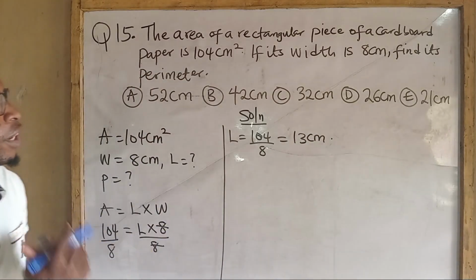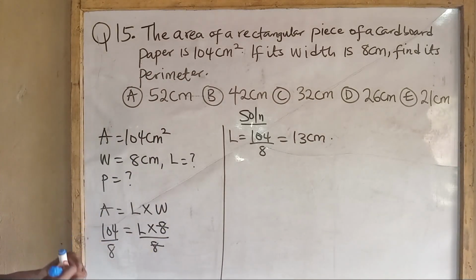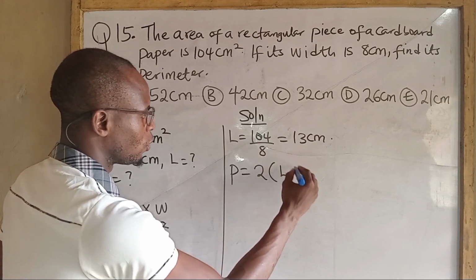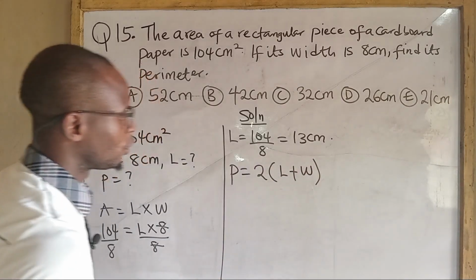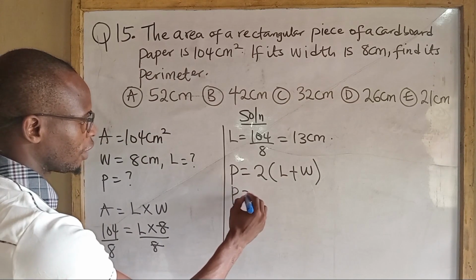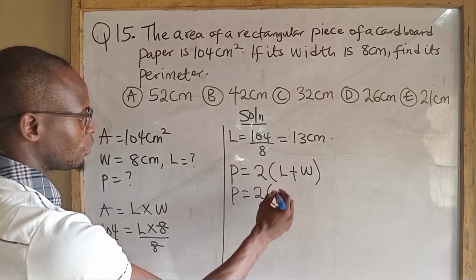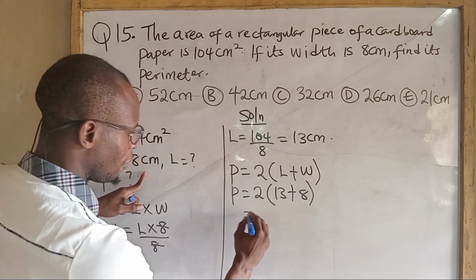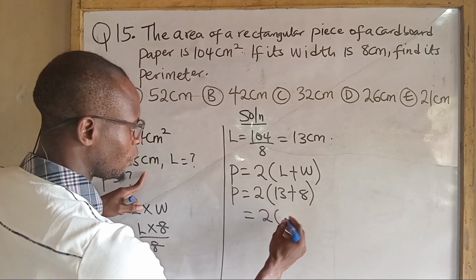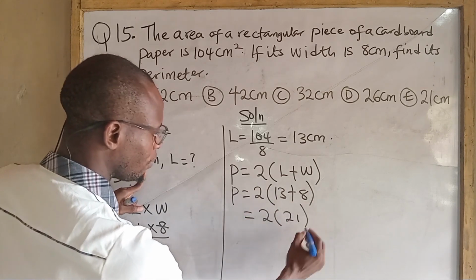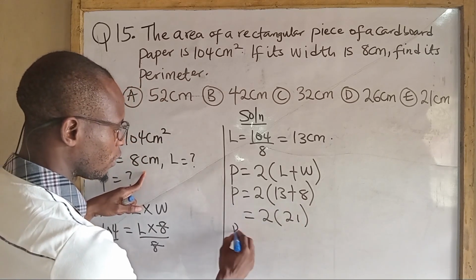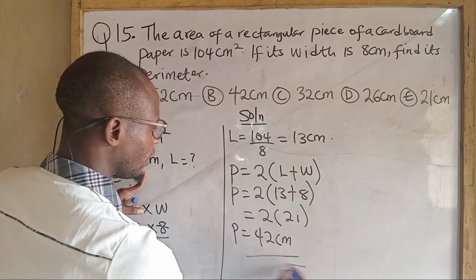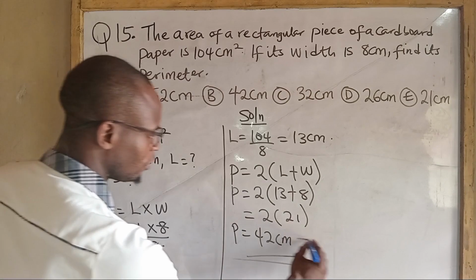So we can now calculate the perimeter of that cardboard. The perimeter formula is equal to 2 brackets L plus W. So if you replace the values now, we have perimeter equals 2 bracket the length, which is 13, plus the width, which is 8. So 13 plus 8 will give 21. So 21 times 2 gives 42. So the perimeter is 42 centimeters. And that is option B.